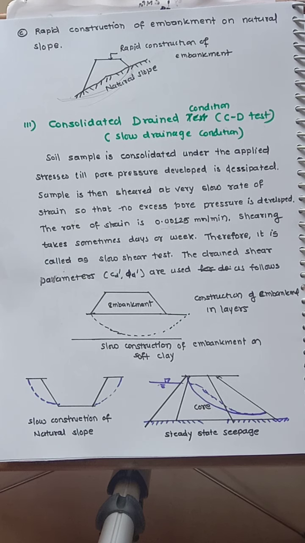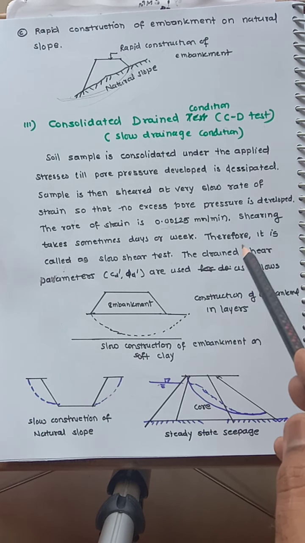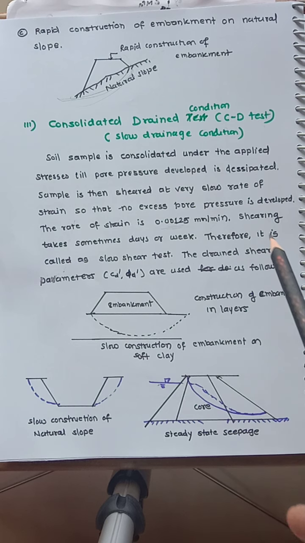This is also called a slow test, the drained condition. The first one is called a quick test, the undrained condition, where the test is completed within 5 to 10 minutes. The rate of shearing is such that the failure takes place quickly. Here the rate of shearing is very slow, so the failure takes place after a long time, because no pore pressure is allowed to develop. So in practice, what are the conditions?